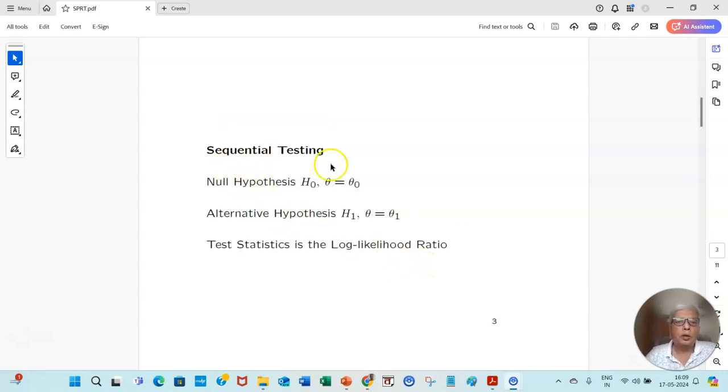In sequential testing also, we start with a null hypothesis H0, so theta equal to theta 0. So average height of population in Kolkata is theta 0. So we fix theta equal to theta 0 and an alternative hypothesis theta equal to theta 1. Then our test statistic is the log likelihood ratio or the cumulative log likelihood ratio, whatever you want.